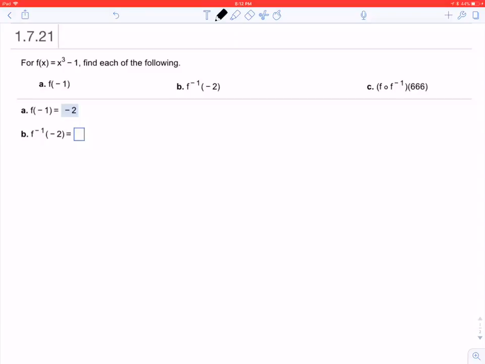This question comes in from pre-cal, on just evaluating functions at given values and finding the inverse. So say we're given f of x equal to x cubed minus 1. Okay, so let's go ahead and find f inverse.